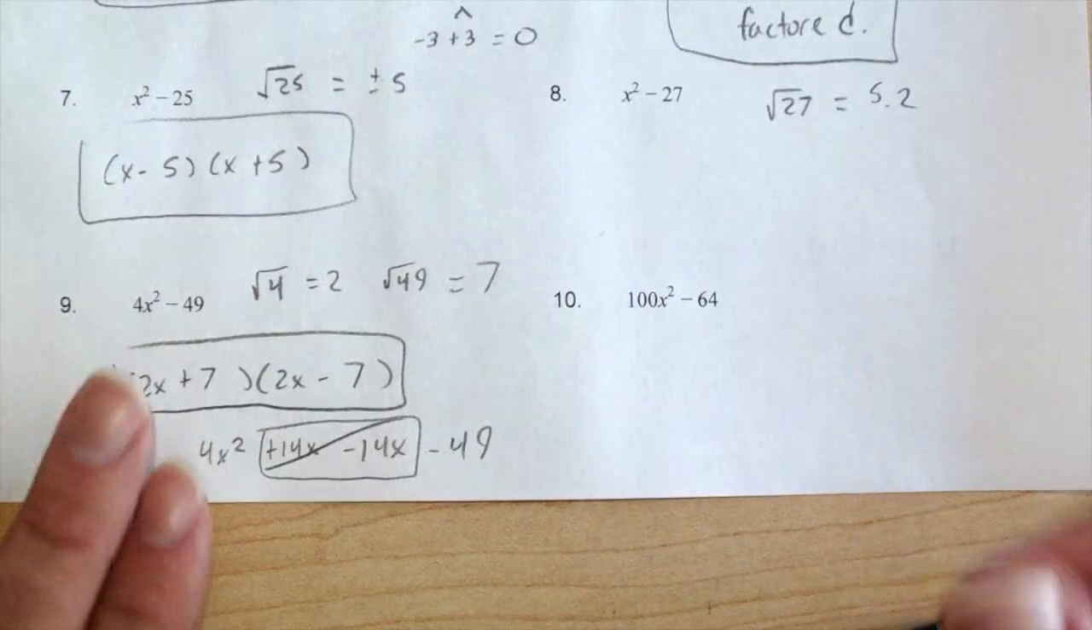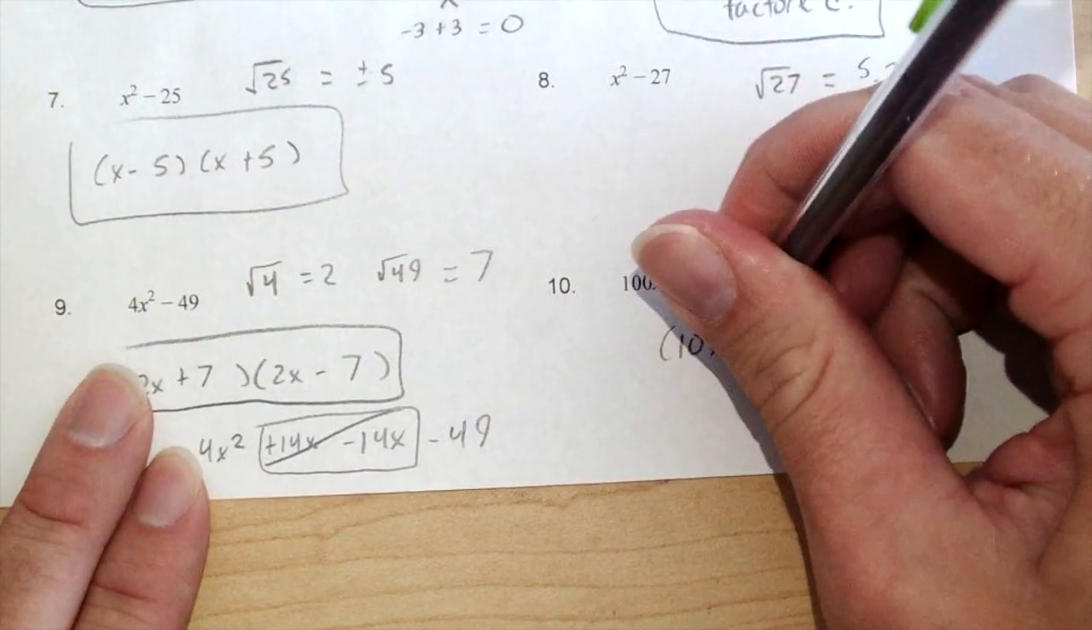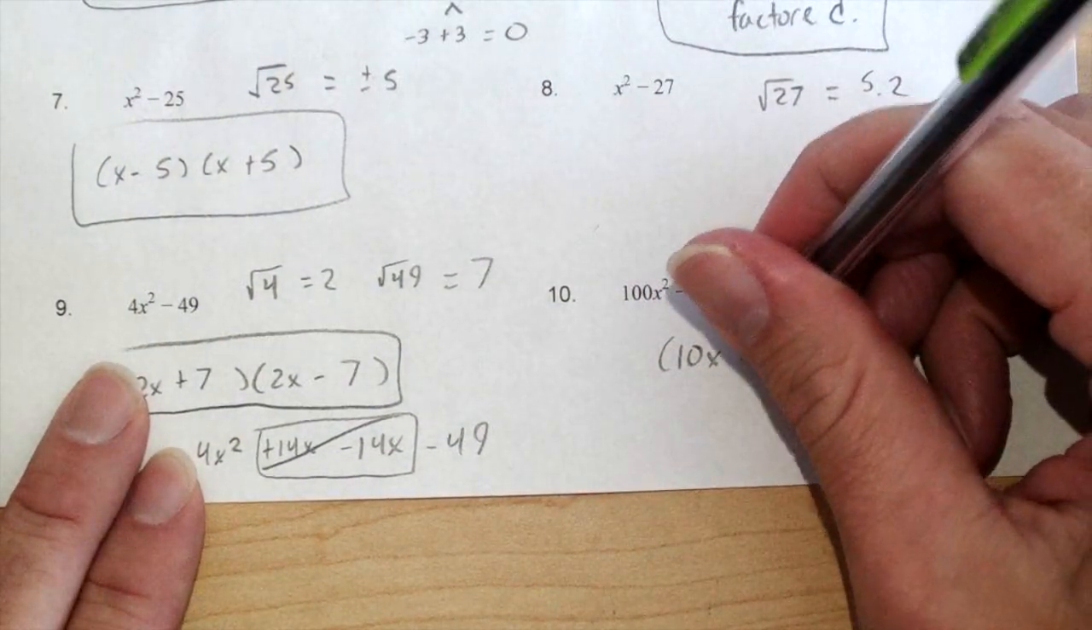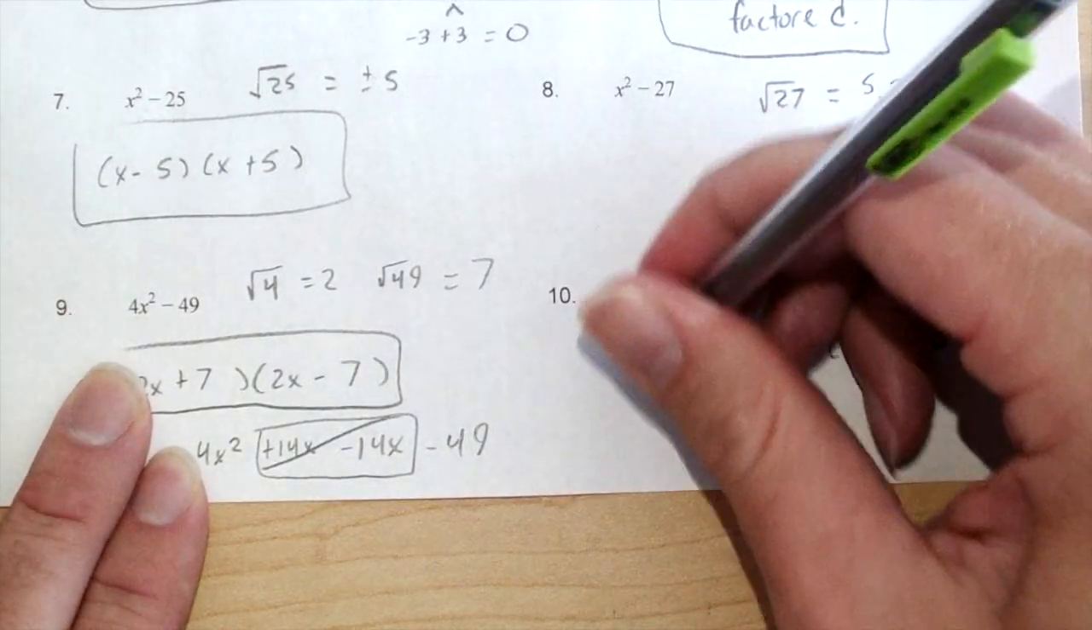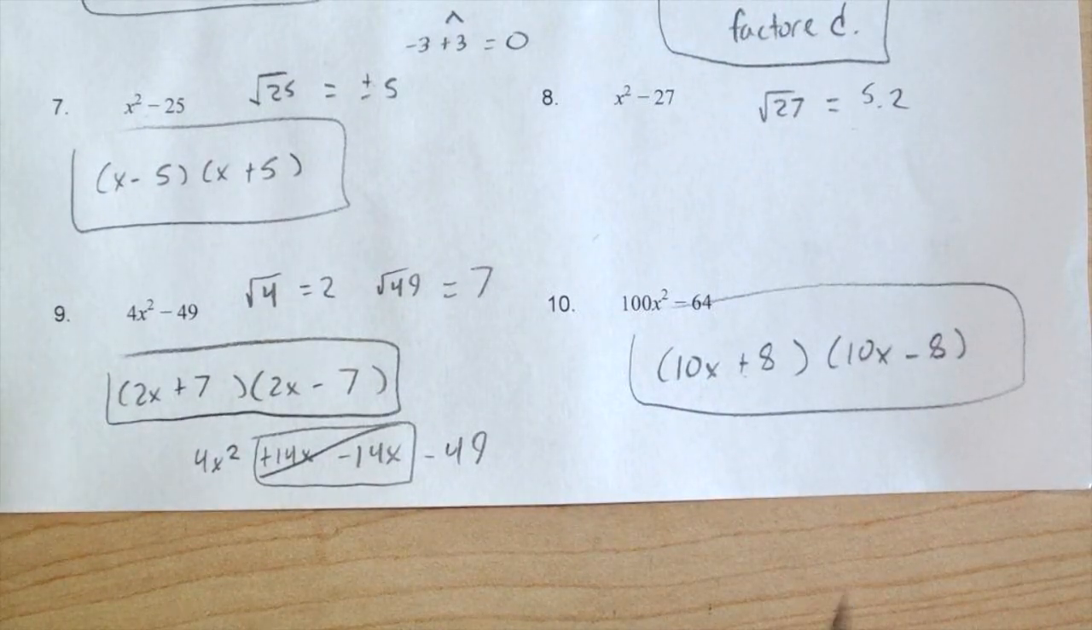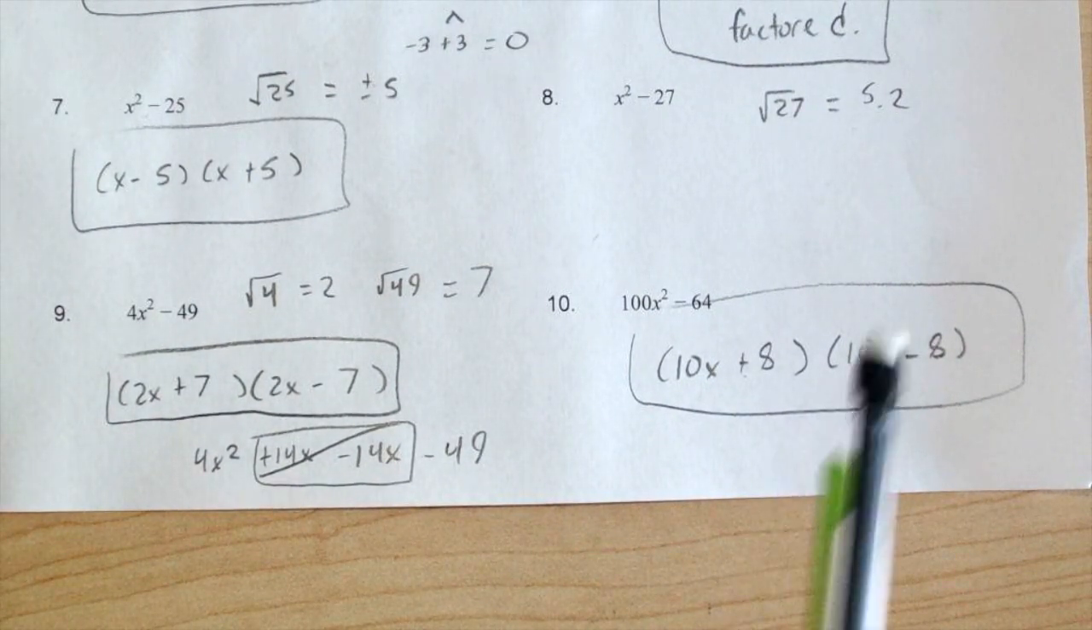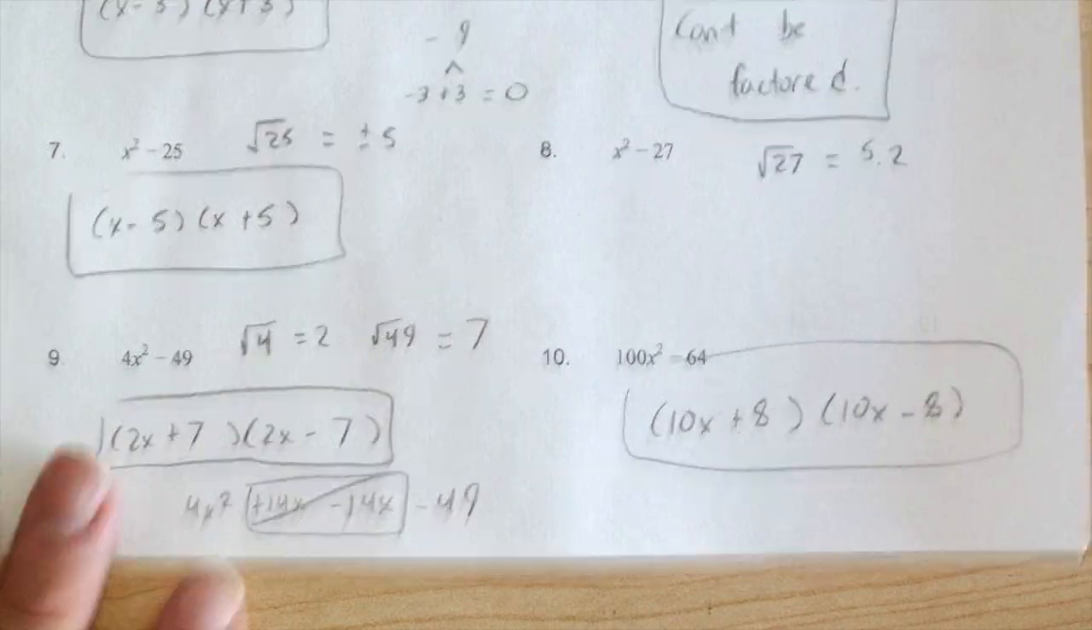Square root of 100 is 10. Square root of 64 is 8. And as long as you understand it, you too can solve them in 5 seconds.